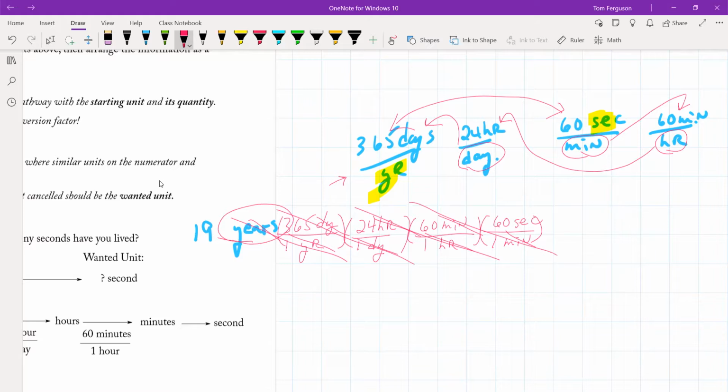So this would be the setup. Now the other way to do this, the layout would be something like this. Instead of parentheses, we're going to use solid lines.